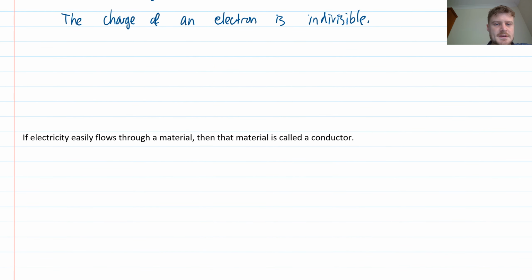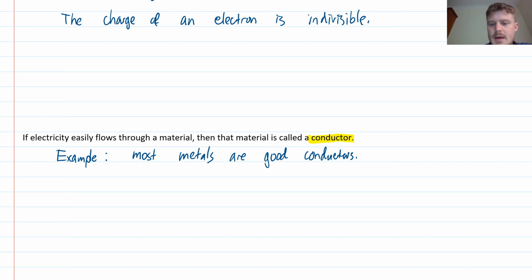Now, electricity is the movement of charge. If you have materials where electricity can easily flow, then that material is said to be a conductor. A good example of a conductor is that most metals are good conductors, and so we use them in our electric circuits. We often use, for example, copper or aluminium as conductors.